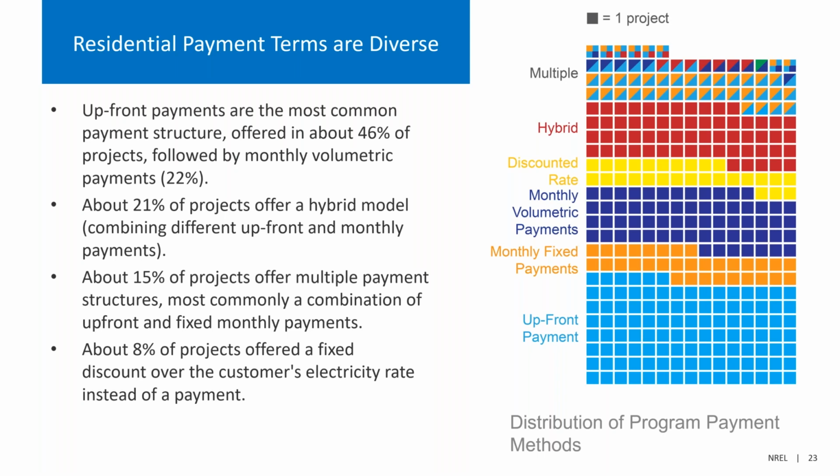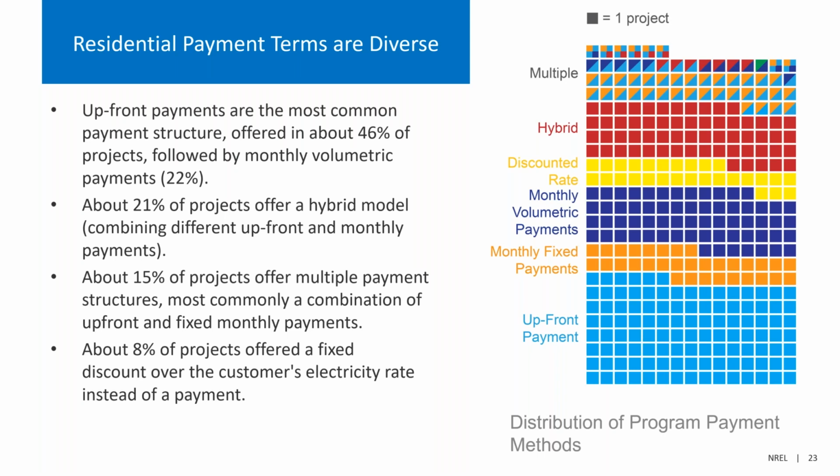I'll also mention here is shown discount rates. About 8% of projects offer a fixed discount rate. And so this could take the form of either a fixed percent discount or a fixed kilowatt hour discount. And then you also see that about 15% of projects offered multiple subscription options, meaning that for a single project, there were different options for subscribers to choose from. So this could look like an upfront option or a more pay-as-you-go option.